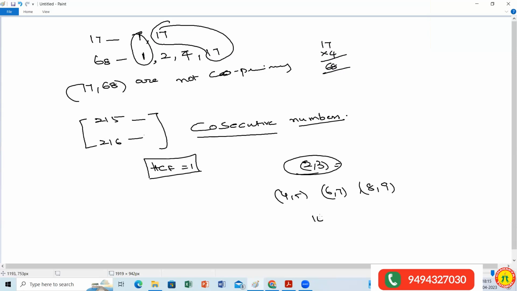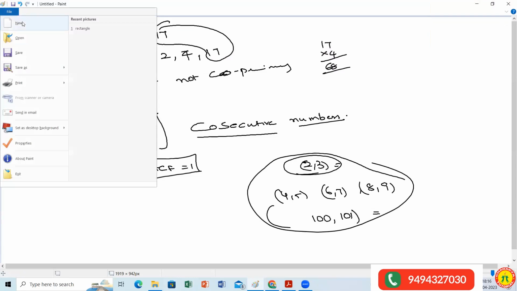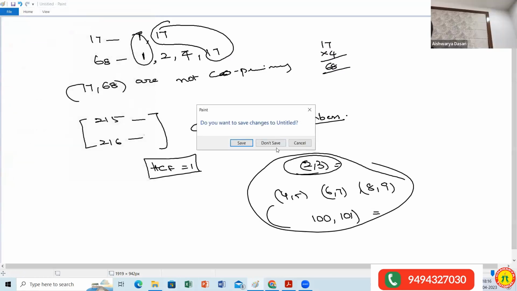What is 100 and what number makes them co-primes? 101. Very good. These are co-primes. These all are consecutive numbers. Consecutive numbers means side by side numbers, children, adjacent numbers. Consecutive numbers are always co-primes. Please note that point, children. Their HCF is 1.